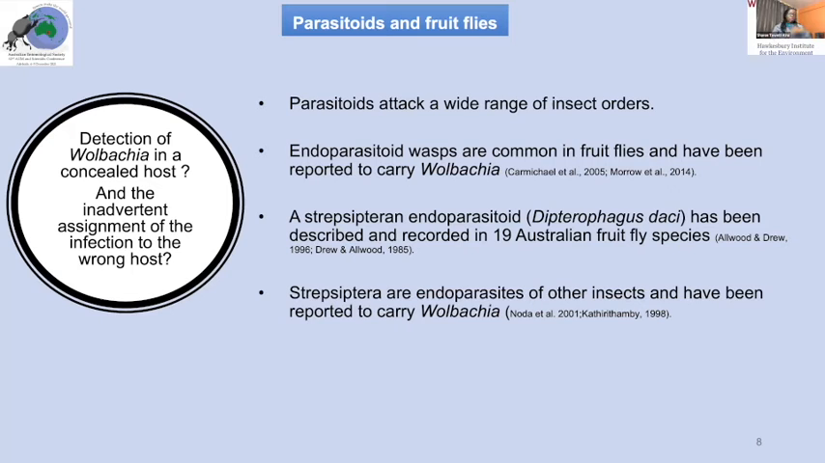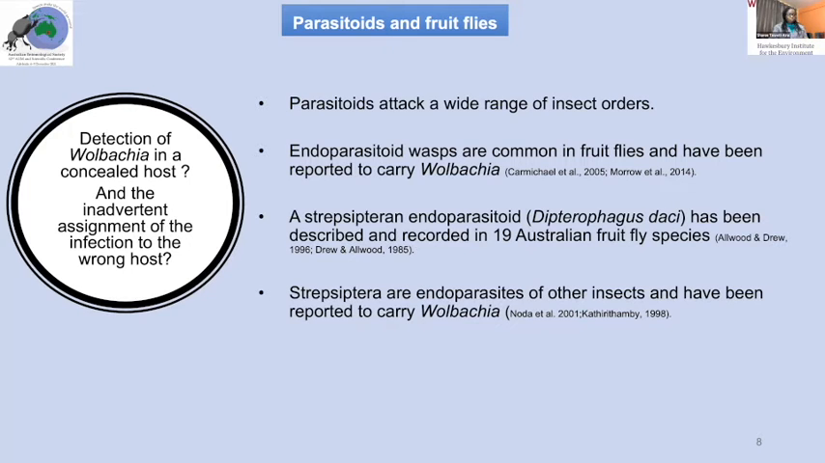So parasitoids attack a wide range of insect orders, and endoparasitoid wasps, for instance, are common in fruit flies, and they've been shown to have Wolbachia. In addition to that, a strepsipteran endoparasitoid called Dipterophagus daci has been described and recorded in 19 Australian tephritid fruit flies. And in other insects, strepsipterans have also been shown to carry Wolbachia.